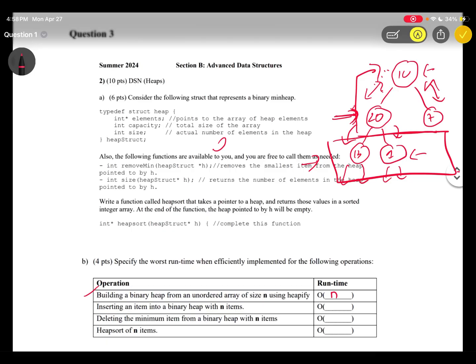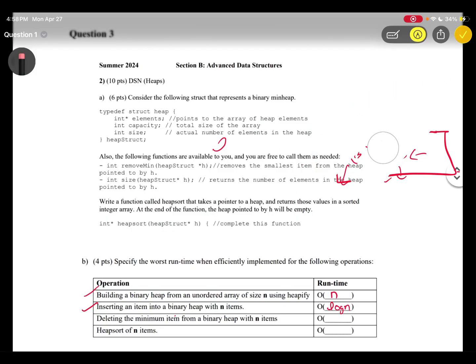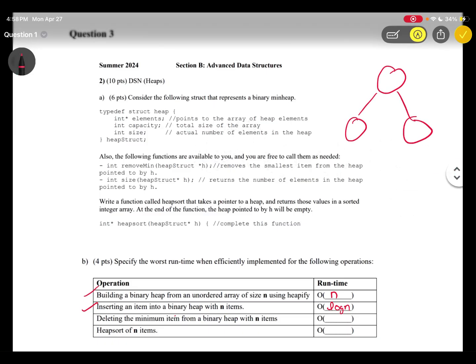Okay, now inserting an item into a binary heap with n items. This is just log n. Again, when I insert an item, let's do it again. Let's say this: 1, 2, 3, and let's do 4. Let's say I want to insert the value of 4. I always insert at the leaf level, right?